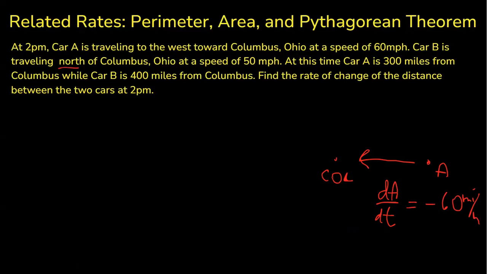Car B is traveling north of Columbus, Ohio at a speed of 50 miles per hour. So it's moving north at 50 miles per hour. So that gives us dB/dt is 50 miles per hour.